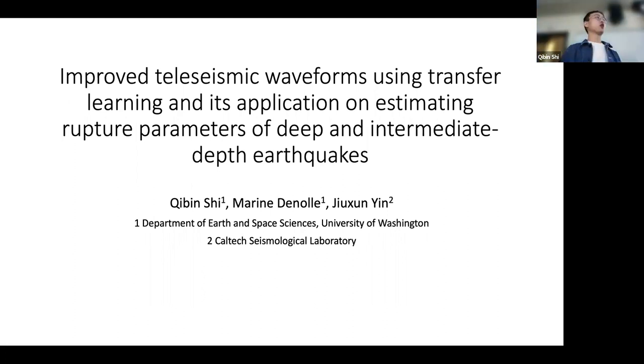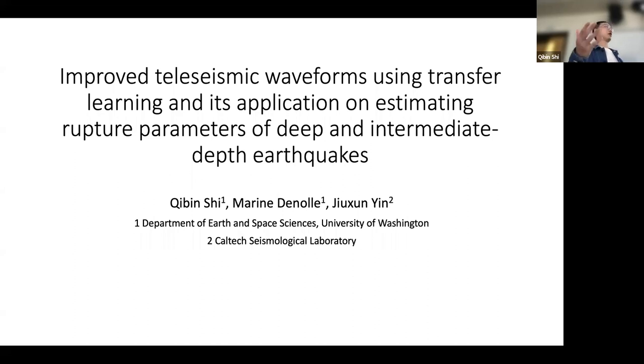So today I'm going to show some of my preliminary results on using machine learning techniques to separate earthquake signals from the noise and to estimate the source characteristics from the denoised waveforms. So this title is Improving the Teleseismic Wave. Today we mainly focus on teleseismic waves.